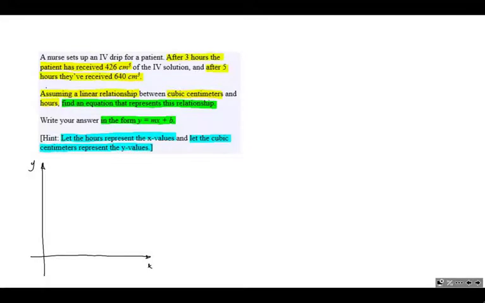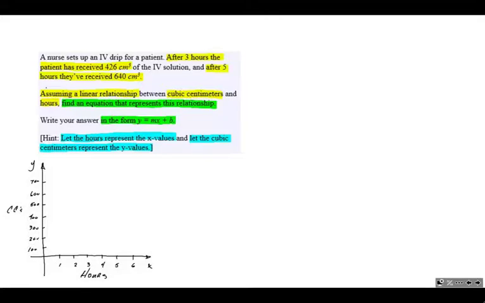The hint says let hours represent the x values. And how many hours do we need? We've got 3 hours, 5 hours is our maximum. So let's go ahead and label our graph with hours up to maybe 6 here. And then let the cubic centimeters represent the y values. Cubic centimeters, our largest value is 640, so maybe we'll go up to 700 here. And let's go ahead and label our cc's on the y-axis.